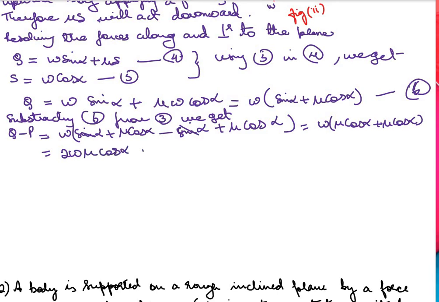So you have the value of Q minus P is equal to this, and from here it implies that mu, taking the left hand side Q minus P, is equal to Q minus P divided by twice W cos alpha. Name this as equation 7. Now next you add equation 6 and 3.